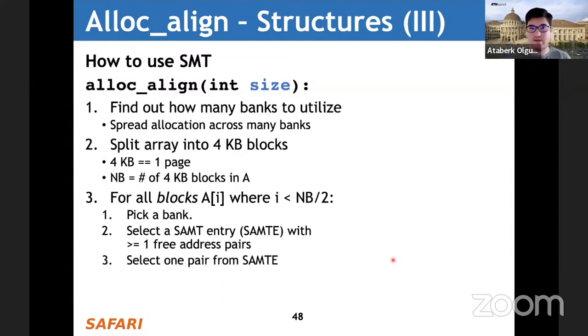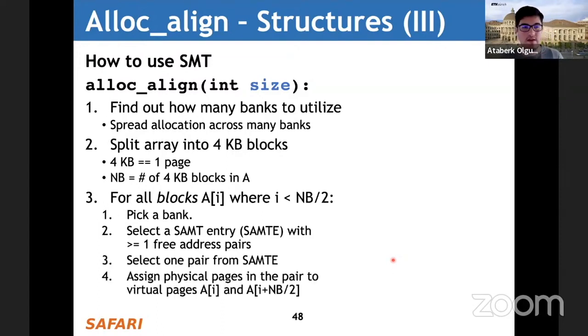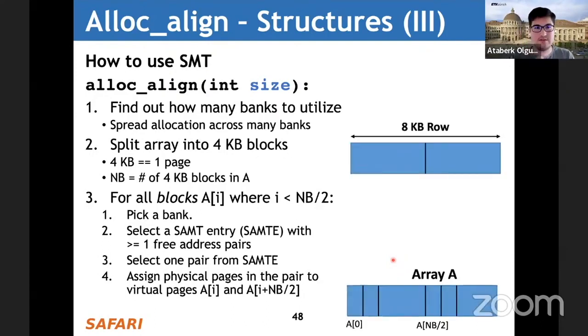And then we select one pair that's free from this entry, and then assign physical pages in the pair to virtual pages Ai and Ai plus NB over 2. And here's a diagram that depicts this specific operation. The reason why we iterate only to half, essentially the middle of this array, is because in every iteration, we map 2 virtual pages of the array to a single row. Because a row is sized 8 kilobytes, we can fit 2 virtual or physical pages to a single row.